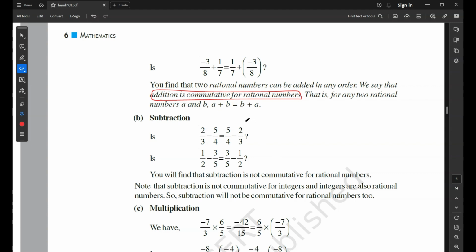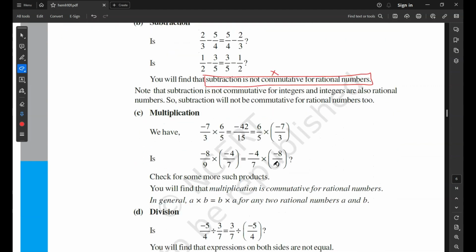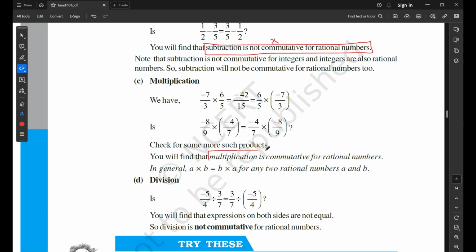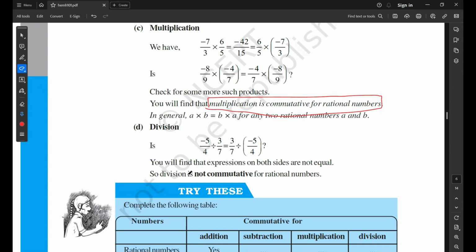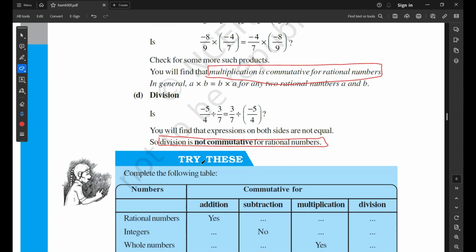Then the same if we do it for subtraction. Subtraction is not commutative for rational numbers. So addition is commutative, subtraction is not commutative. In multiplication, multiplication is commutative for rational numbers. But in case of division, it is not commutative for rational numbers.